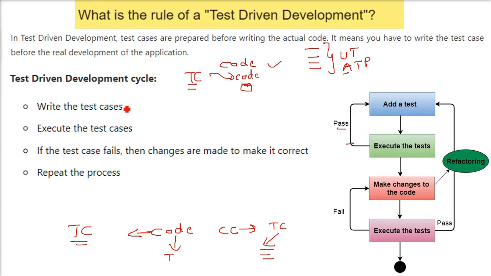so that we can pass the final test cases. So we write the test cases, execute the test cases. If a case fails, then changes are made to make it correct, and then we repeat the process. This is the TDD cycle, the test-driven development cycle.